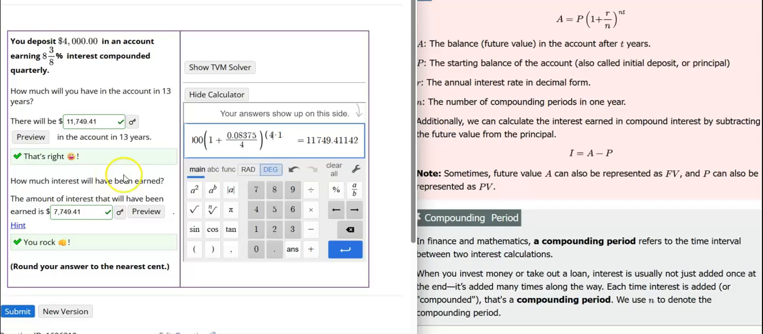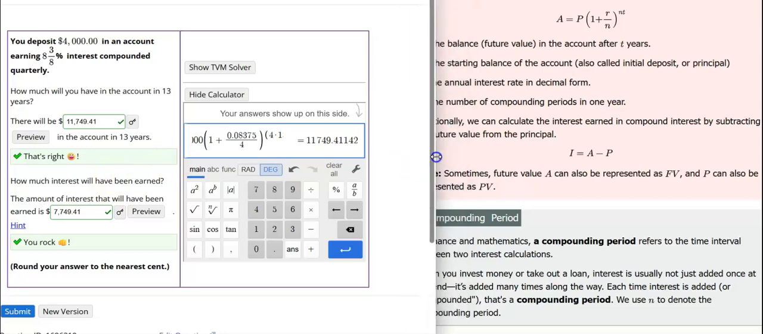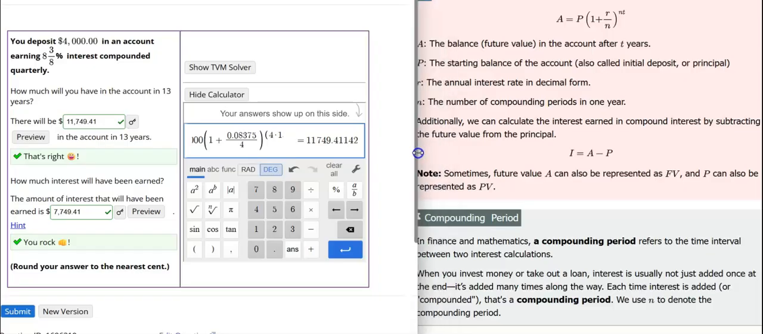Again, it is up to you. I did both ways, and whatever you feel is easier, you can use the method that you like.